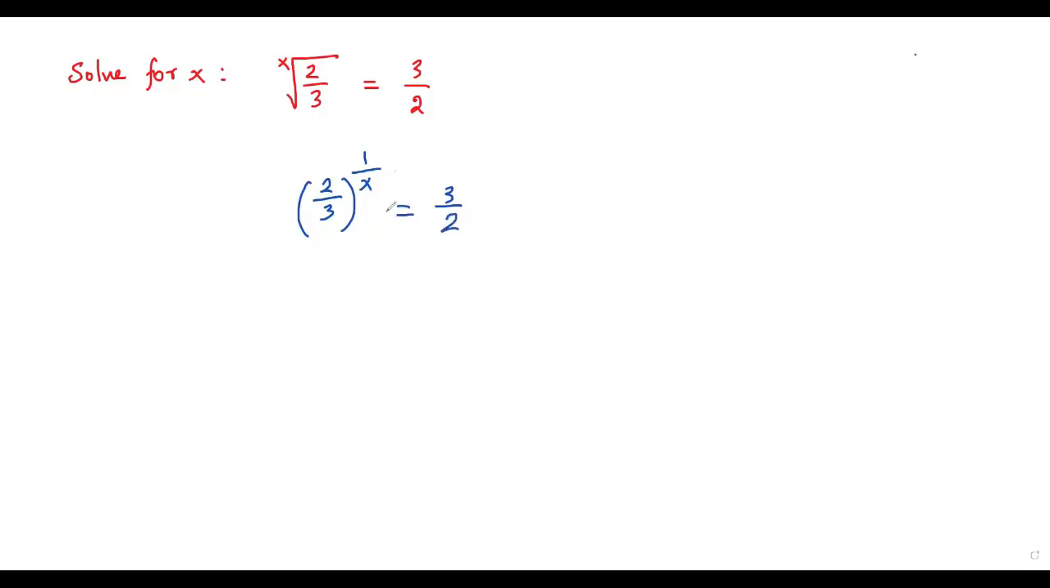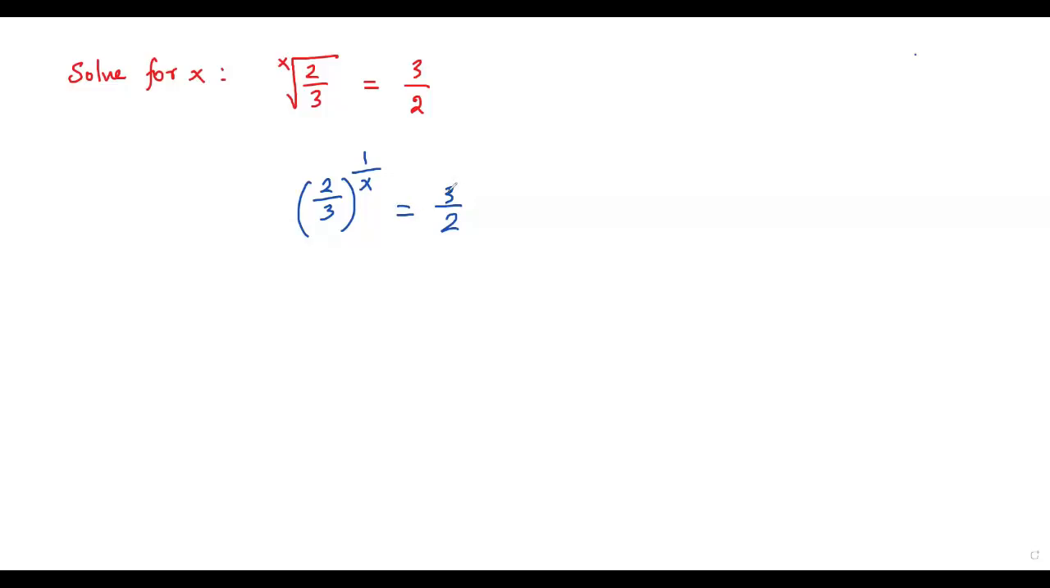Here I am solving for the variable that is in the exponent. Whenever I'm solving for a variable that is an exponent, I must have the same base on both sides of the equation. On the left side, we have the base 2 over 3. On the right side also, I must have the same base 2 over 3. When I get the same base on both sides, I can equate the exponents and solve for the variable.